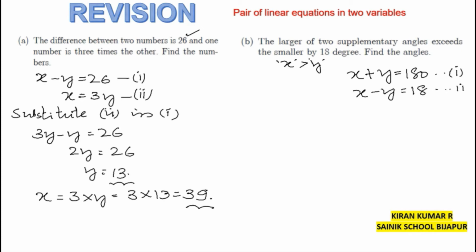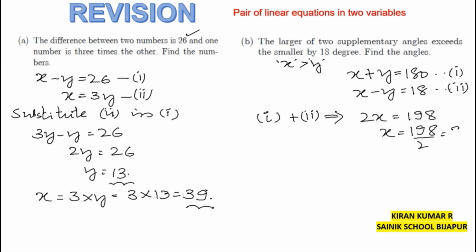They have also given that the larger angle exceeds the smaller by 18. So these are equation 2. Once these equations are there, it becomes easy. Let me do 1 plus 2. By adding them, I'll be getting 2x equal to 198. So x will be equal to 198 divided by 2, nothing but 99.